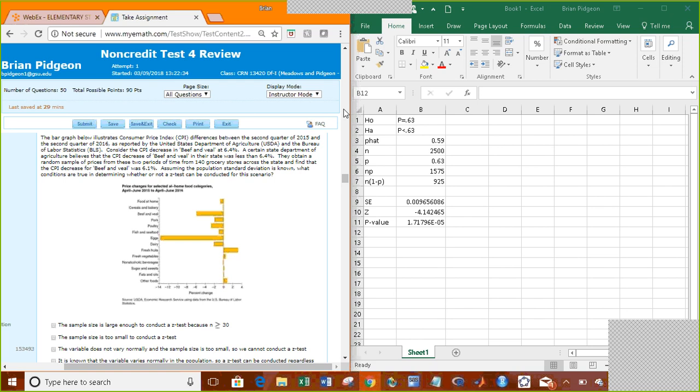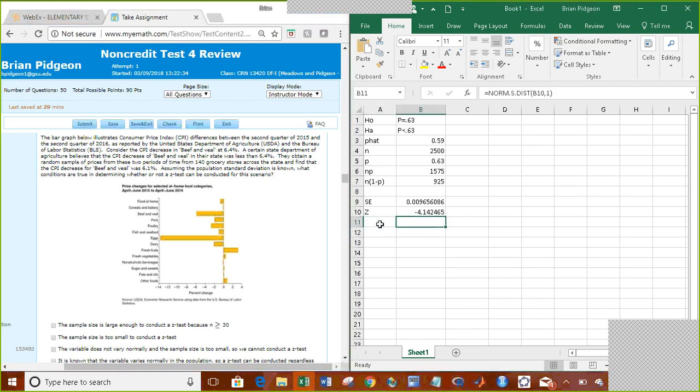Okay, well, that might be it for proportions for a little bit. Now we're moving on to means. Delete all this. So I'm just trying to keep it organized for you guys so you can follow pretty easily.